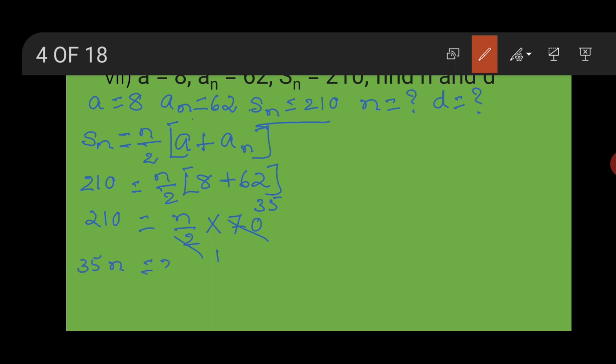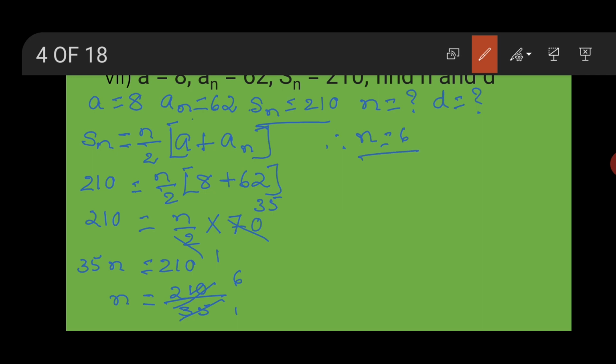35n is equal to 210. Therefore n is equal to what? Take 35 to that side. It becomes divided by 35. 210 divided by 35. So 35 ones are 35, 35 sixes are 210. Therefore the value of n, we found the value of n, it is equal to 6.